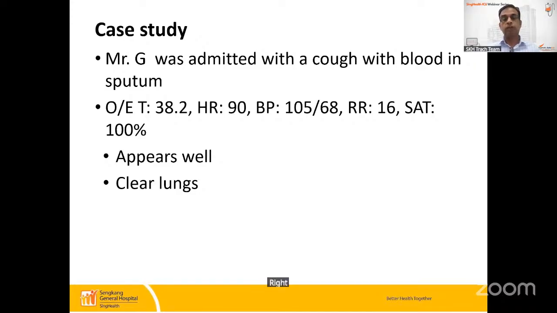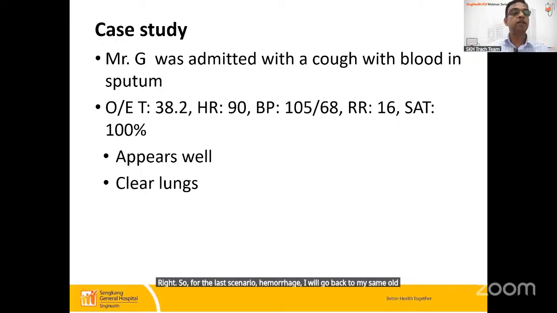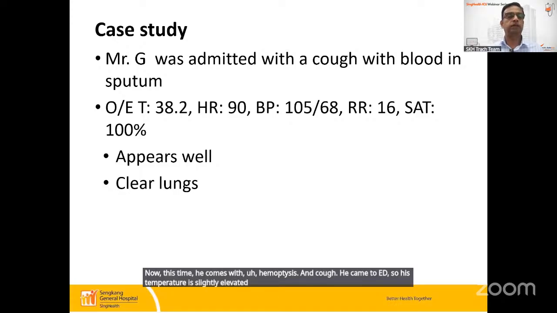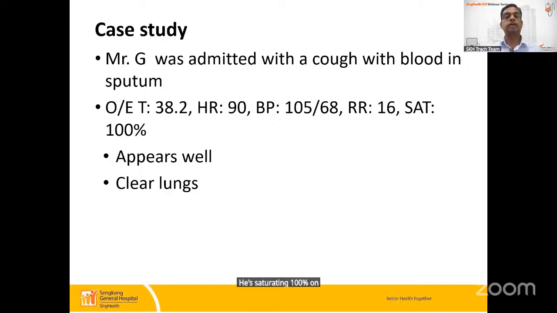Right. So for the last scenario, hemorrhage, I will go back to my same old patient. Let's say my patient who had a tracheostomy, I discharge him home and he's coming back. Now this time he comes with hemoptysis and cough. He comes to the ED, his temperature is slightly elevated. His vitals are stable. He's saturating 100% on room air. You go and examine the tracheostomy. There is no obvious bleeding visible.